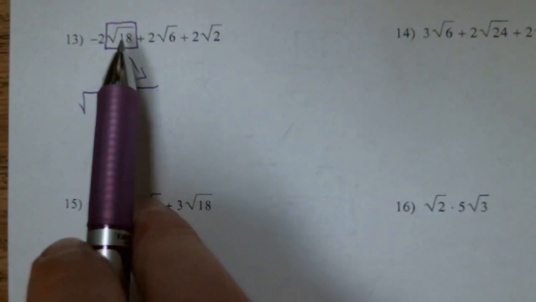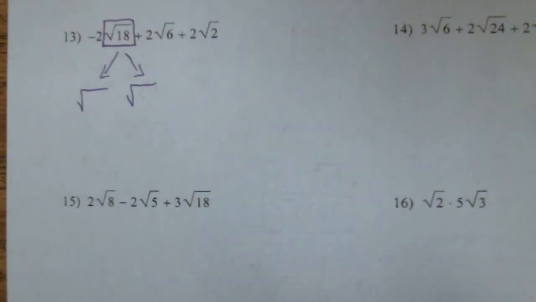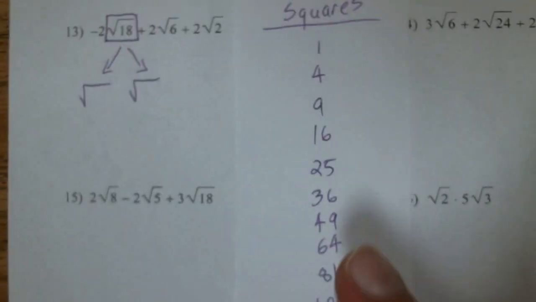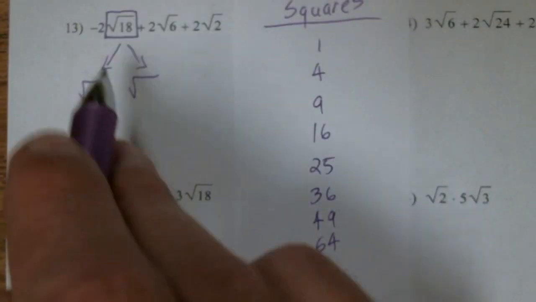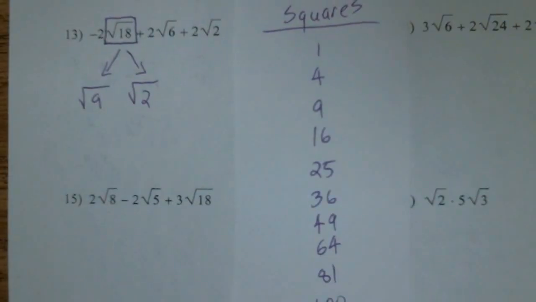I'm going to break this down into perfect land and non-perfect land. Okay, just like we did on the front side of the quiz review. All right, what's the highest perfect square? Get our cheat sheet back. The highest perfect square that goes into 18, that's going to be 9. So 9 goes in perfect land. 18 divided by 9 is 2. 2 goes in the trash can. Square root of 9 is 3.